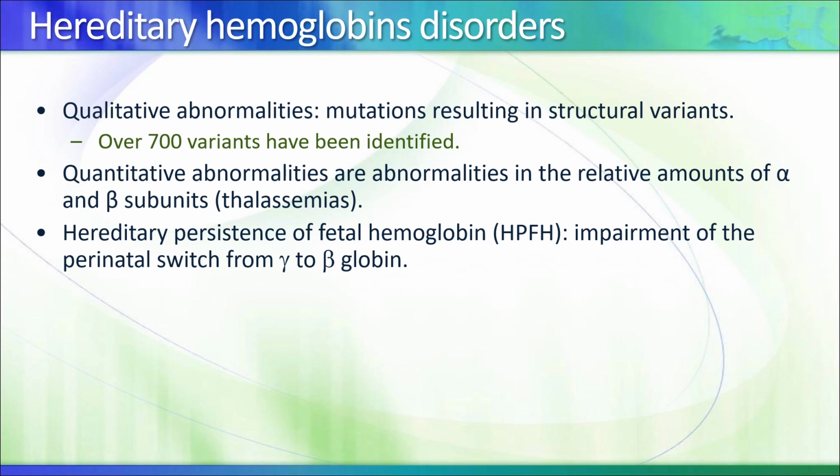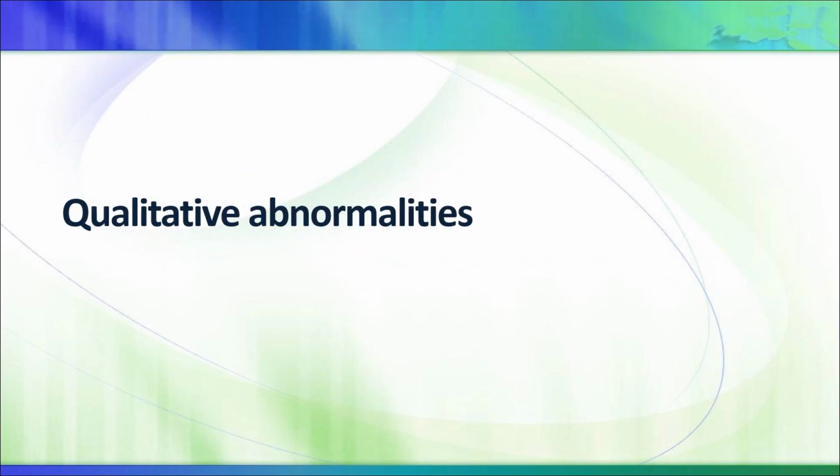Now, we have a third type of hemoglobinopathy, known as hereditary persistence of fetal hemoglobin, where basically there is no switching from gamma to beta globin. We'll talk about this at the end. So let's start with qualitative abnormalities.